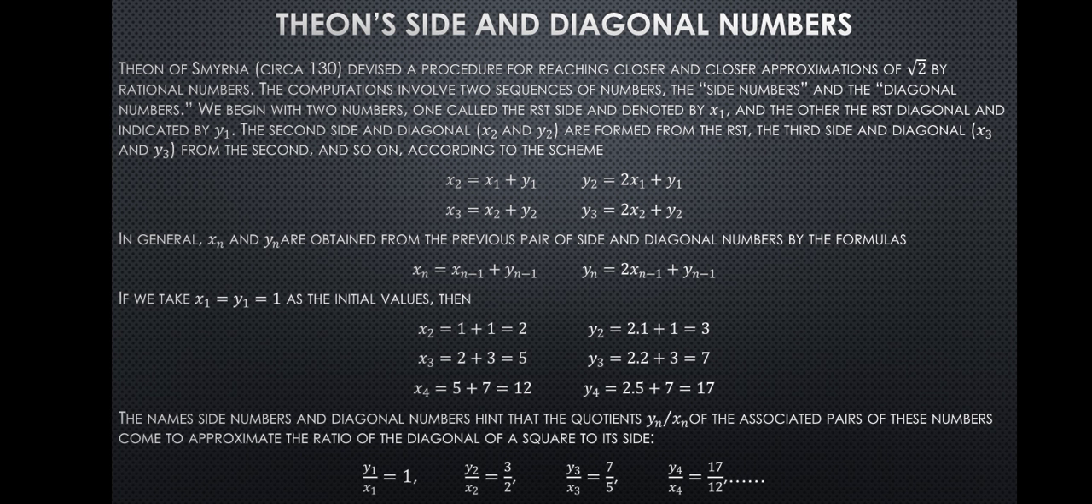In general, xn and yn are obtained from the previous pair of side and diagonal numbers by the formula. If we take x1 equals y1 equals 1 as the initial values, then the named side numbers and diagonal numbers hint that the quotients yn over xn of the associated pairs of these numbers come to approximate the ratio of the diagonal of a square to its side.